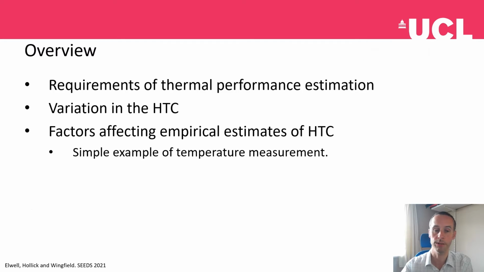What I'm going to talk about today is thermal performance estimation of homes and what the requirements might be for these, how the estimated heat transfer coefficient, or HTC, might vary and why, and then the factors affecting empirical estimates of the heat transfer coefficient. I'm particularly going to focus on a really simple example of temperature measurement using a basic model.